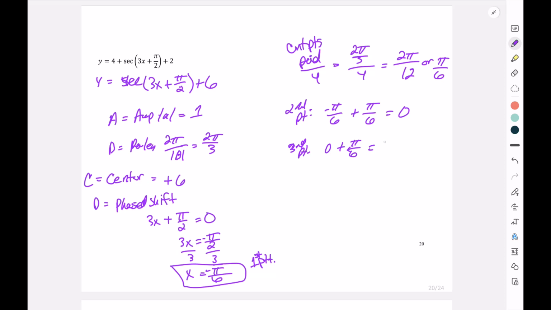So our third point will be 0 plus pi over 6, and we can see that our third point will be at pi over 6. Our fourth point will be at 2 pi over 6, or pi over 3. And our fifth point will be at 3 pi over 6, or pi over 2.